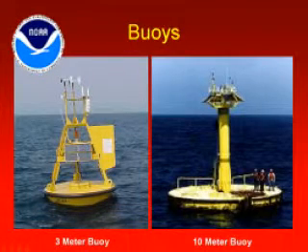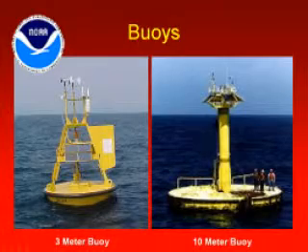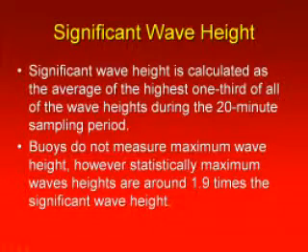Waves are measured by buoys. There are two types of buoys, a 3-meter discus buoy and a 10-meter discus buoy. The buoys measure significant wave heights. Significant wave height is calculated as the average of the highest 1/3 of all the wave heights during the 20-minute sampling period. Buoys do not measure maximum wave height. However, statistically, maximum wave heights are around 1.9 times the significant wave height.